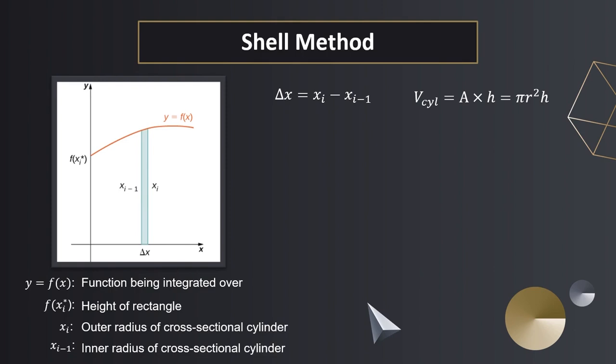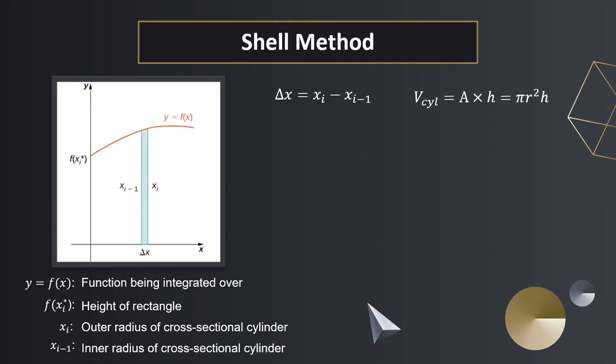So what we have here is delta x, the width of this rectangle, which is defined as the difference between x_i and x_i minus 1. And we also have a function, y equals f of x, and f of x star is the height we're at for this function. If we extrude this rectangle like we did before into the z plane, we would get a nice disk shape, and that is a 3D shape that we can find the volume of.